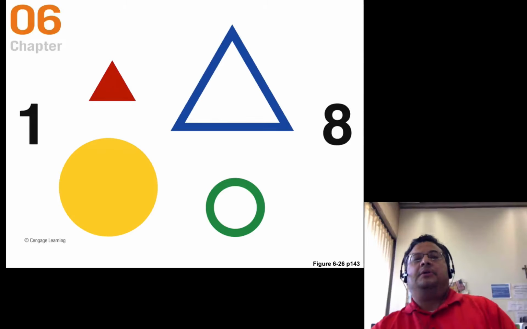You have color, so here's red, blue, yellow, and green. You have shape, so a triangle, triangle, circle, circle. And you have size: little, big, big, little. So these shapes all vary on three dimensions.